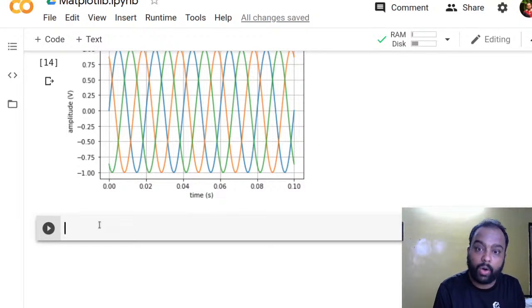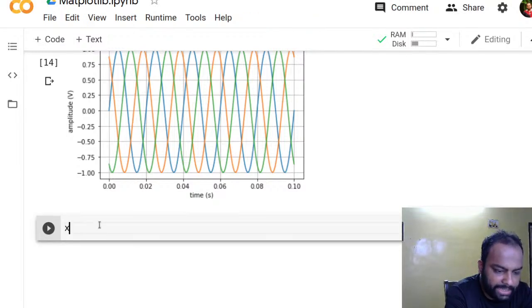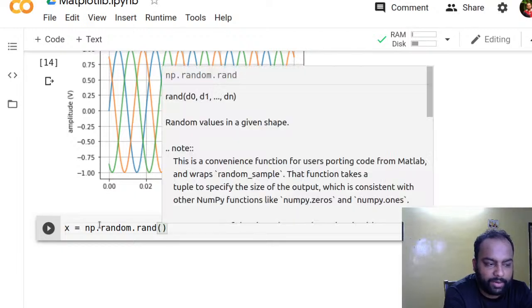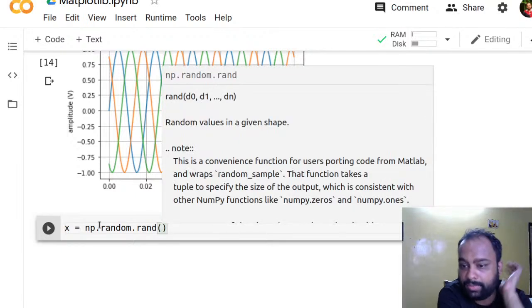Now, if you recall, we were talking about random numbers. Let's deal with random numbers a little bit. So let's say x was np.random.rand, random numbers from NumPy. Someone is asking something.